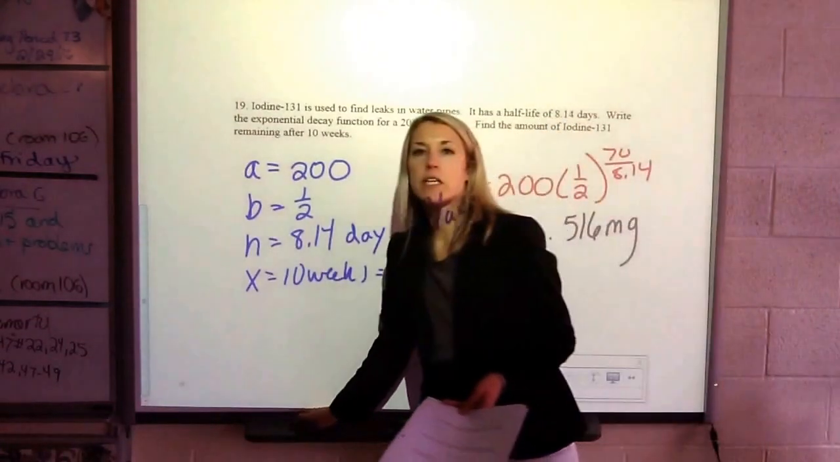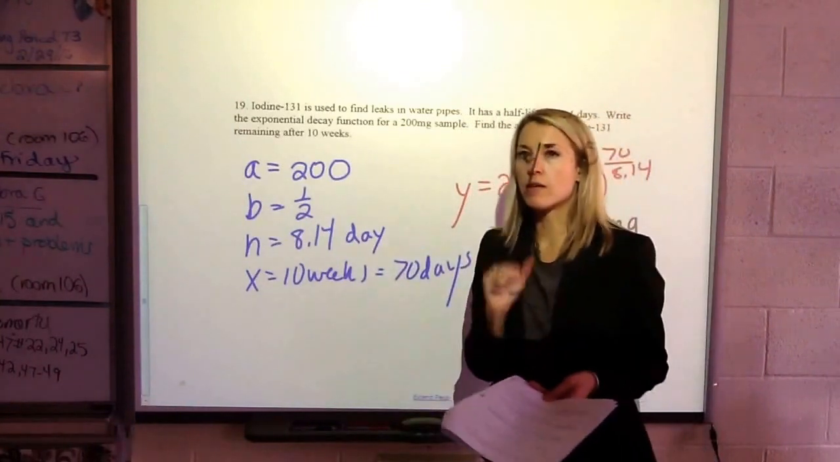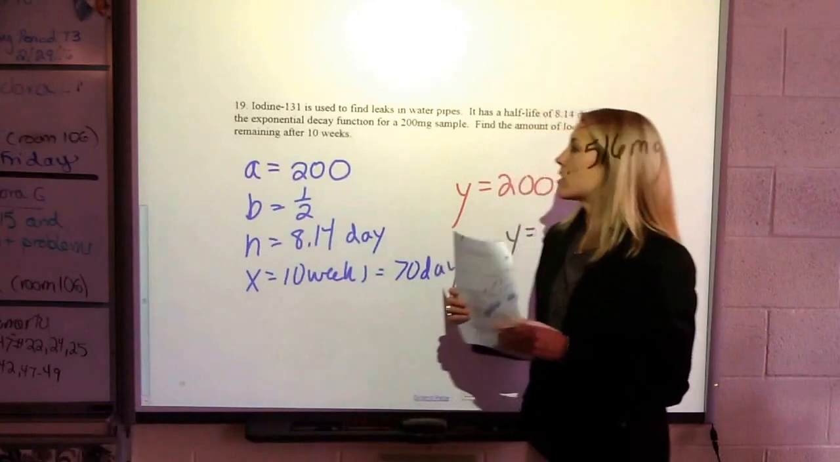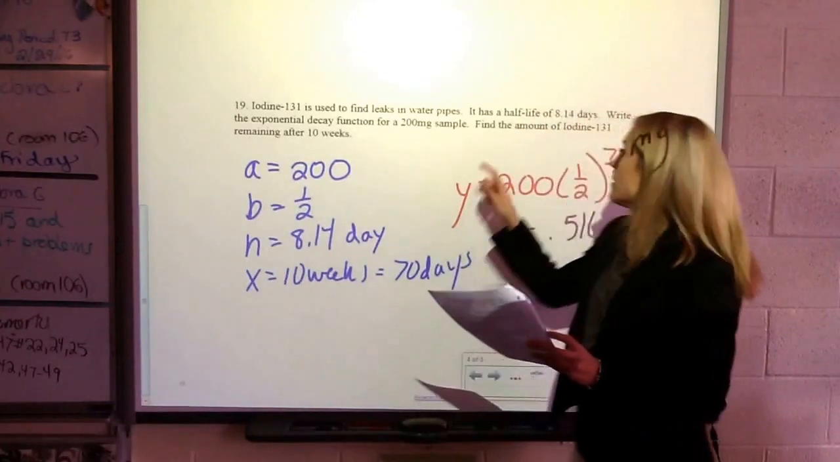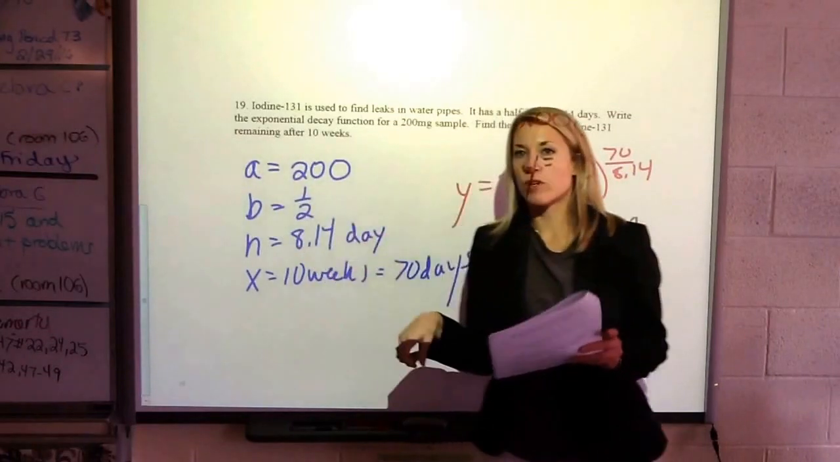Now, if in half-life it's ever asking for the original amount, that means you're looking for A, and the amount they give you is your Y, and that can happen. So always look to see if they're asking for how much remains. Remaining is Y. If it asks you for the original, that's A.